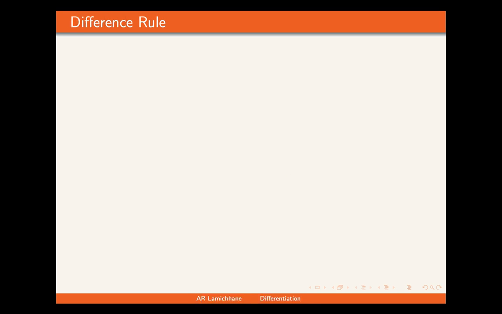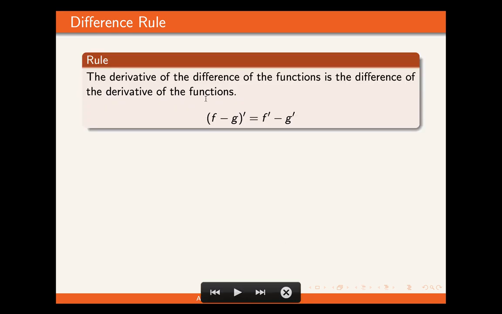In a similar way, we can define the difference rule. The derivative of the difference of the functions is the difference of the derivatives of the functions. So that means, for example, if we have two functions f and g and we have a difference between them, so the function is f minus g, and our goal is to find the derivative of this difference function, then we find the derivative of f, let's say that is f prime, and the derivative of g, let's say that is g prime. When we find the derivative of f and the derivative of g, we just find the difference between the derivatives, and that will be the derivative of the difference of these two functions.